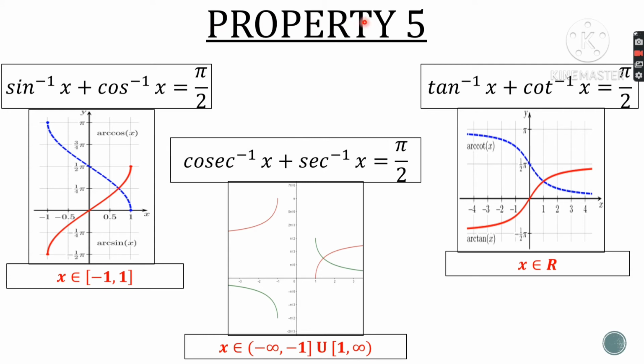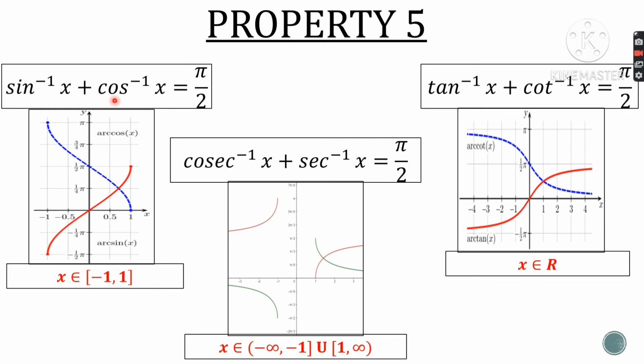Let's proceed with property number 5. It says sin inverse of x plus cos inverse of x is equal to pi by 2, where x belongs to minus 1 to 1. We know that these are the graphs. This is the graph for sin inverse x. This is the graph for cos inverse x. So sin inverse of 0.5 plus cos inverse of 0.5 will be equal to pi by 2.